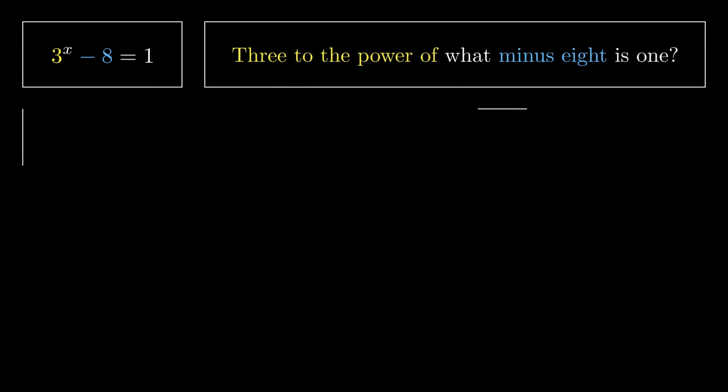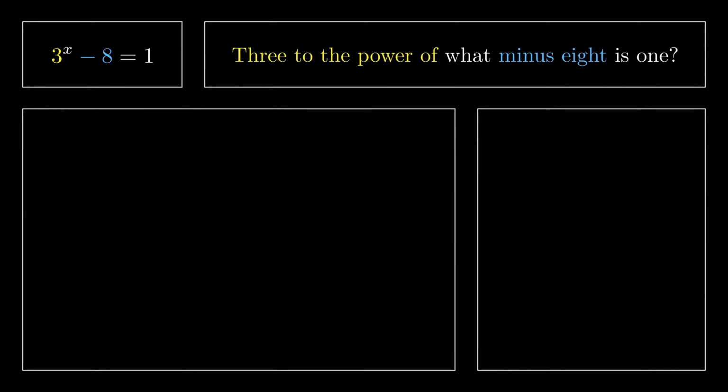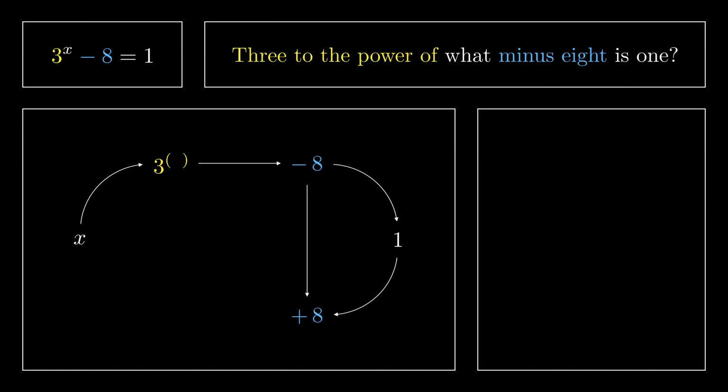So let's unravel that. Bring down that x, right? According to this equation, we start with some number, and if we exponentiate it with a base of 3, and then subtract 8 from that, we will end up with a 1. So let's invert and reverse. The inverse of minus 8 is plus 8.